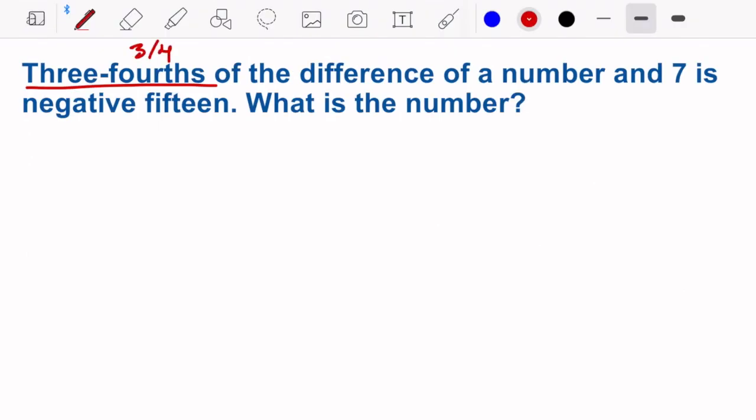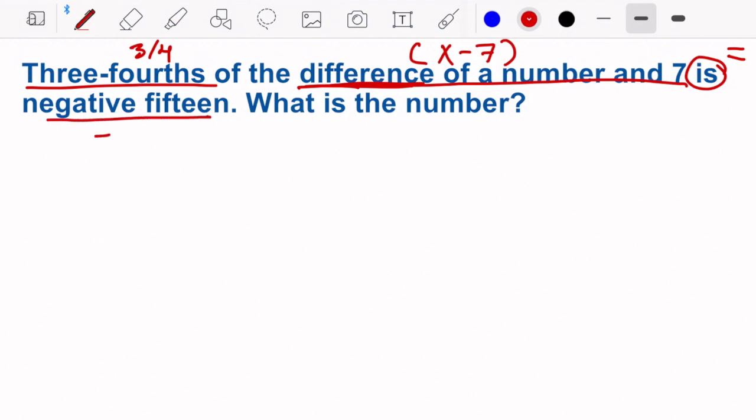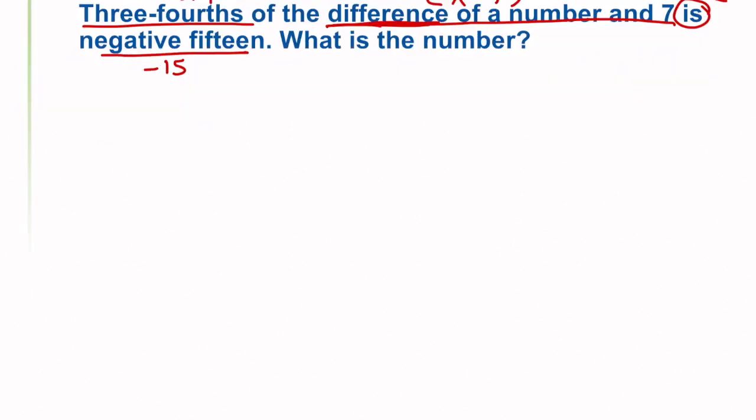Let me annotate on the top of this these two words. And then it says of the difference. Difference means minus, and it says difference of a number and 7, which means I'm subtracting those two things. Of a number, I don't know what the number is, so I'm just going to call that number x, and I'm going to subtract 7 from the x. And then it says is, so is always the equal sign, and then -15. That wasn't too hard for that part. Now let's organize our information. It's 3/4 of the difference of x and 7, so 3/4 times x minus 7 equals -15.